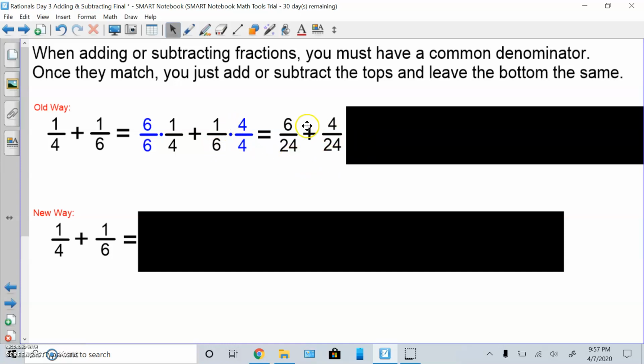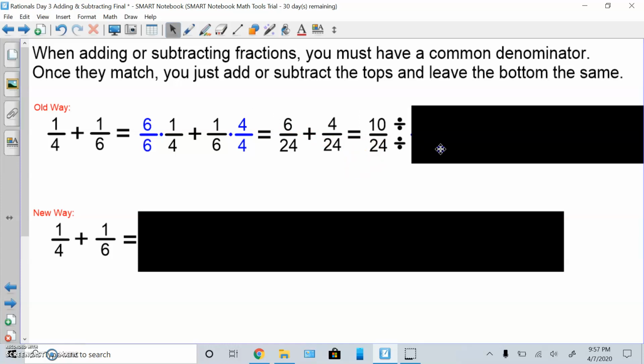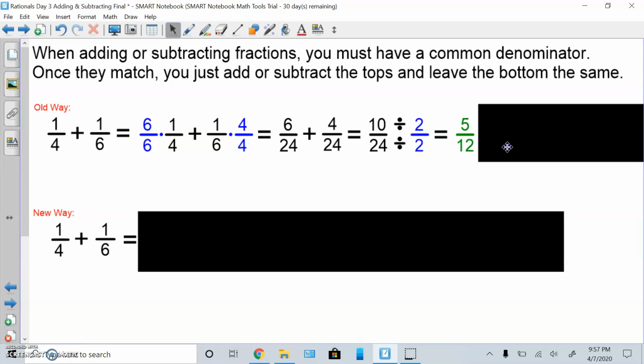So what we're going to do is add the tops. 6 plus 4 is 10. The bottom stays the same. But we have to reduce. So the old way of reducing is you figure out what goes into both of them. I can divide them both by 2. So 10 divided by 2 is 5. 24 divided by 2 is 12. And you can't reduce anymore, so that is the answer. So that does work, but it's not going to help us in the new, harder problems.